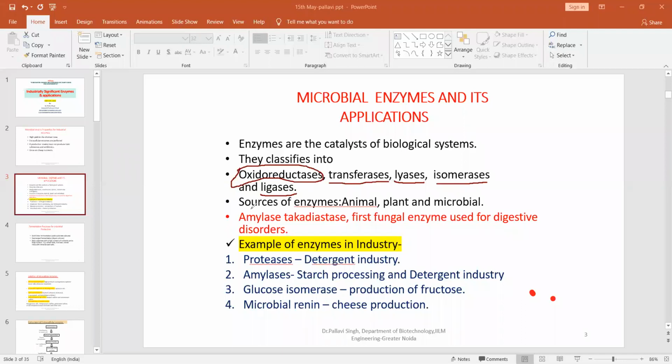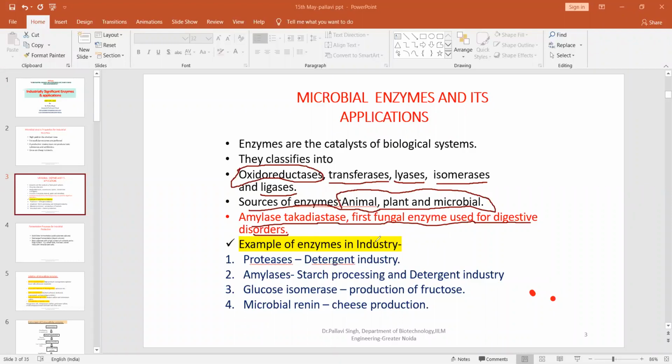Talking about the source of enzymes, what are the various sources? We can use animals, plants, or microbes. These three kinds are my main sources of the enzymes. Amylase Taka diastase was the first fungal enzyme which was discovered, and it is used for curing digestive disorders, if your stomach gets upset or your gut is having any problem. We use the name Taka diastase because Takamine was the scientist who had discovered this enzyme. So amylase Taka diastase is the first fungal enzyme used for digestive disorders.